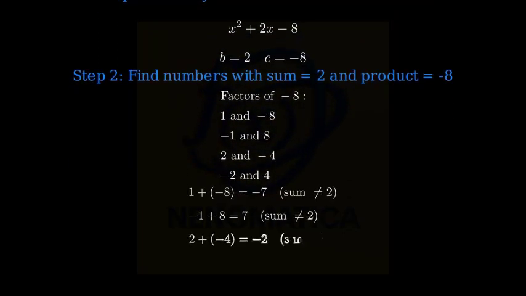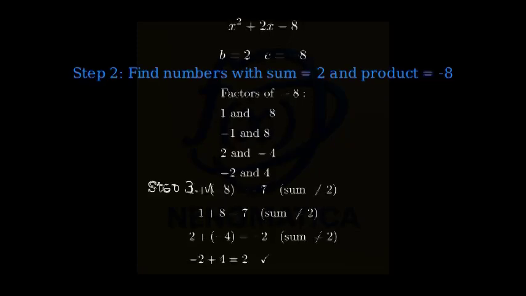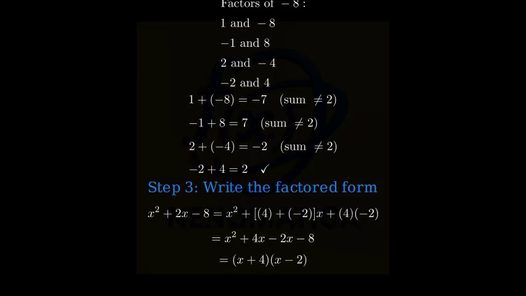Let's check which pair has a sum of 2. 1 plus negative 8 equals negative 7. That's not right. Negative 1 plus 8 equals 7. That's not right either. 2 plus negative 4 equals negative 2. That doesn't work. Negative 2 plus 4 equals 2. This pair works. Their sum is 2, and their product is negative 8. So, the factored form is (x plus 4)(x minus 2), or equivalently (x minus 2)(x plus 4).